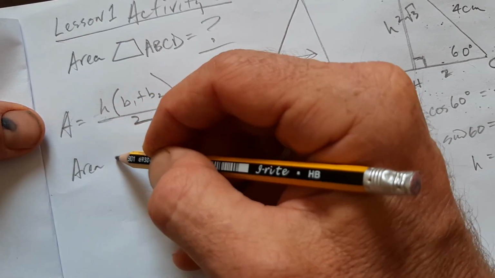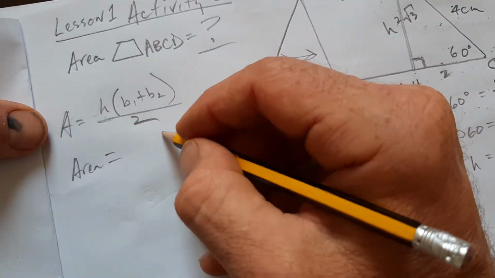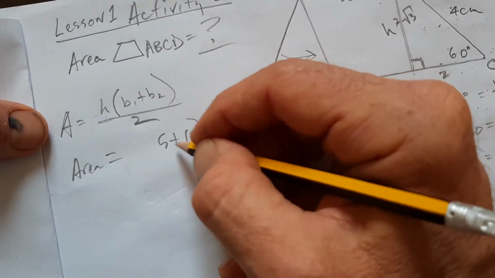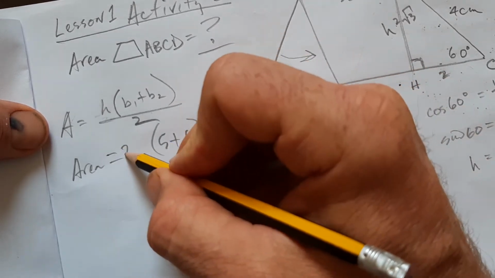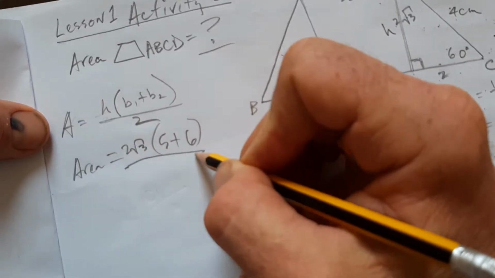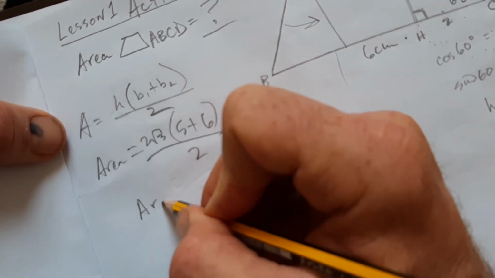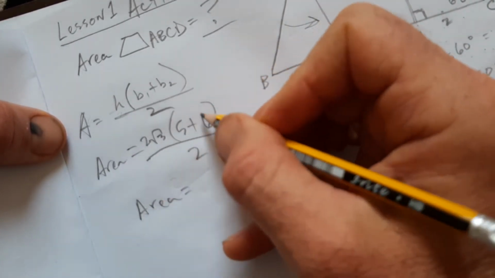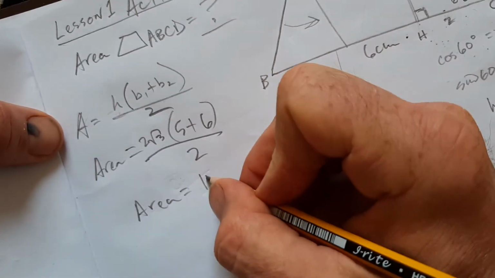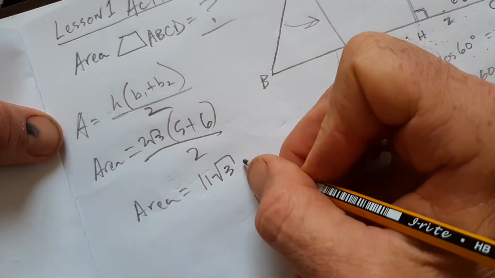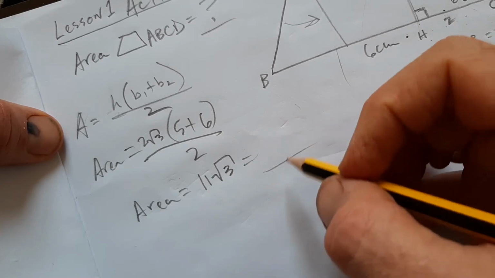Area equals 5 plus 6 times 2 square root of 3, over 2. So area equals 11 square root of 3. And if you need that in decimal form, you know, stick it in your calculator.